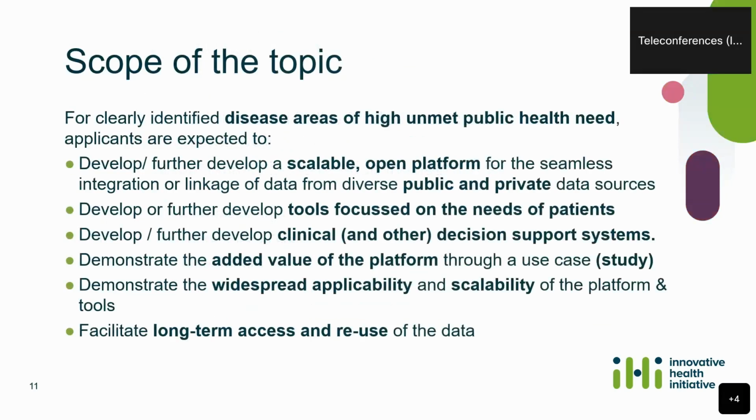So on the scope of the topic, this slide is a little bit busy, so I'll go through it bullet point by bullet point. The first thing we expect applicants to do is to identify a disease area or disease areas of high unmet public health need and justify the choice. And then for that particular disease area or disease areas, these different bullet points should be carried out.